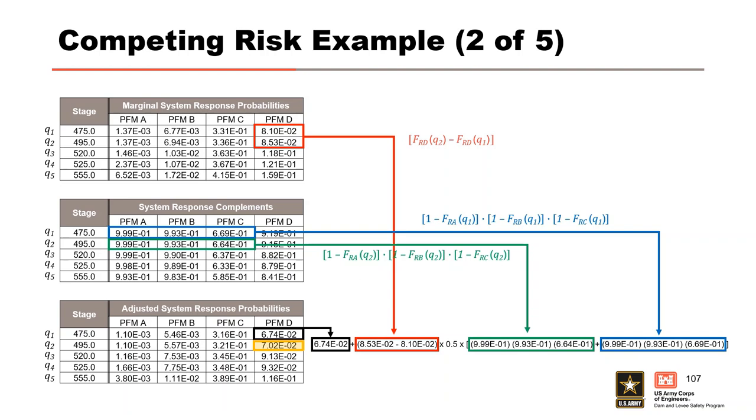We add that to the adjusted probability for the failure mode D at Q1 because we want the entire area under the curve from Q0 to Q2. Not just from Q1 to Q2. This results in a probability of 7.02 times 10 to the minus 2.